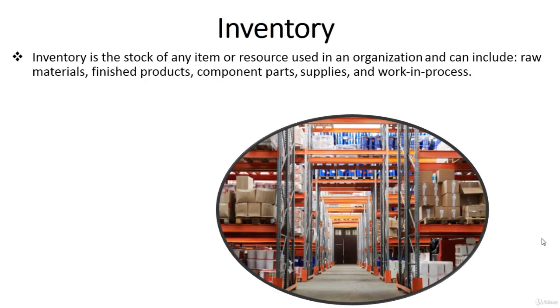Inventory is the stock of any items or resources used in an organization and can include raw materials, finished products, component parts, supplies and work in process. For example, if I want to start a garment factory to produce t-shirts, first I have to buy the fabric. After that I have to hire people, because we have to process it to get the final output, the t-shirt, right?